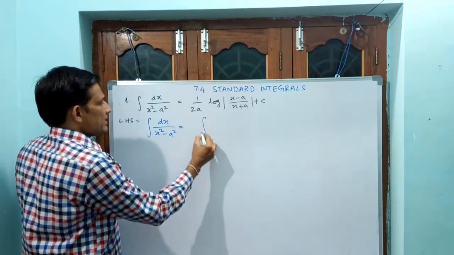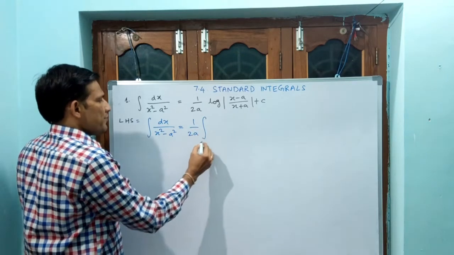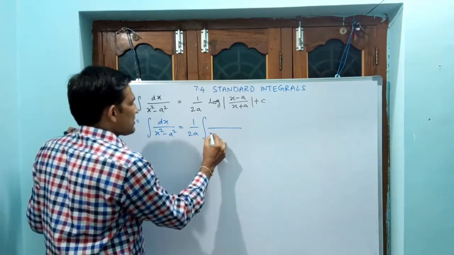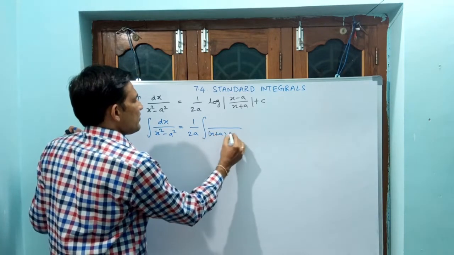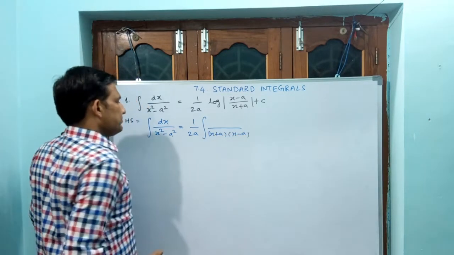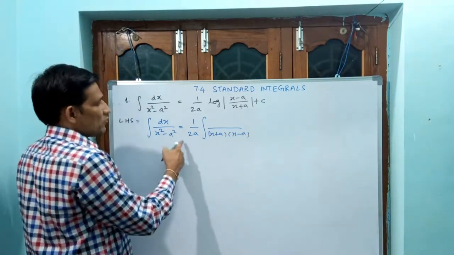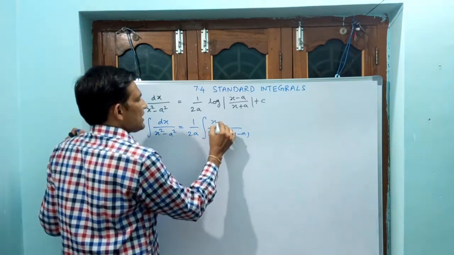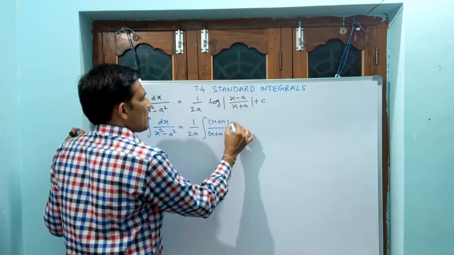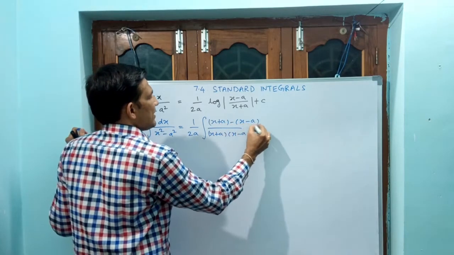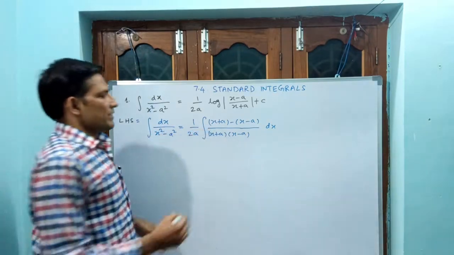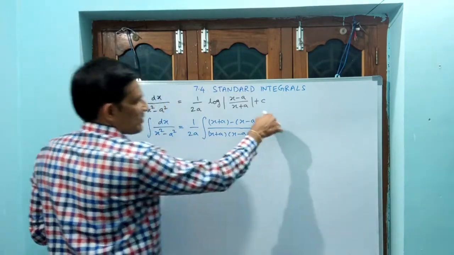You see how I am writing: integral 1 by 2a, and a plus b into a minus b is a square minus b square, so x plus a into x minus a. The denominator 2a has come here. To counter it, I write x plus a minus x minus a, dx. Dx is already there, so it is the numerator only.